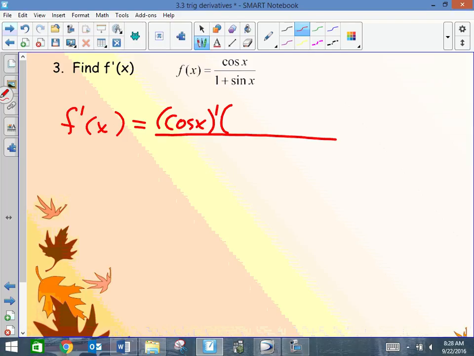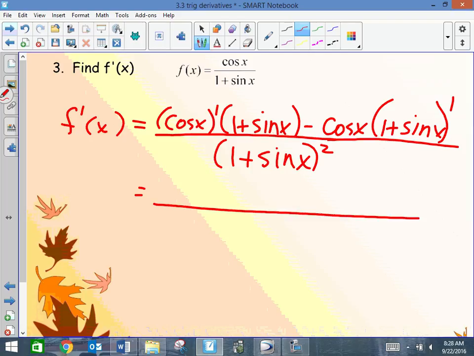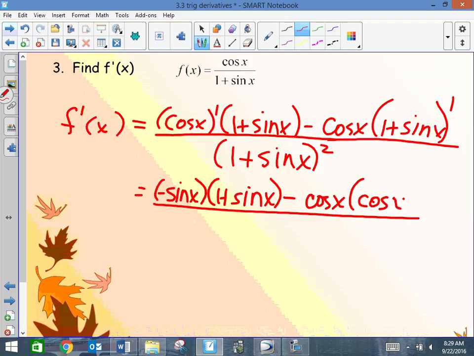All right. Molly, go for it. Okay. Very good. What'd you say? Okay. In here, squared. Okay. All right. Take it from there, Emma. Okay. Negative sine of x. Good. Sorry, plus sine of x. Minus cosine x times cosine x. Very good. Over. Okay.